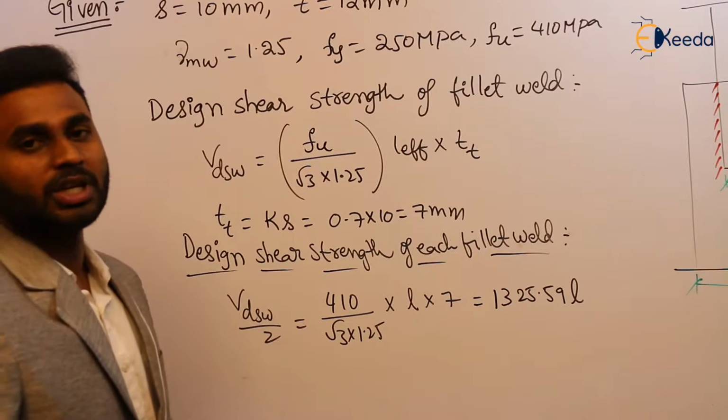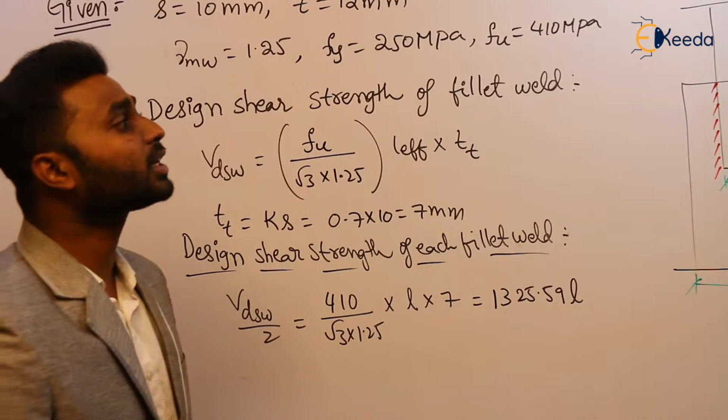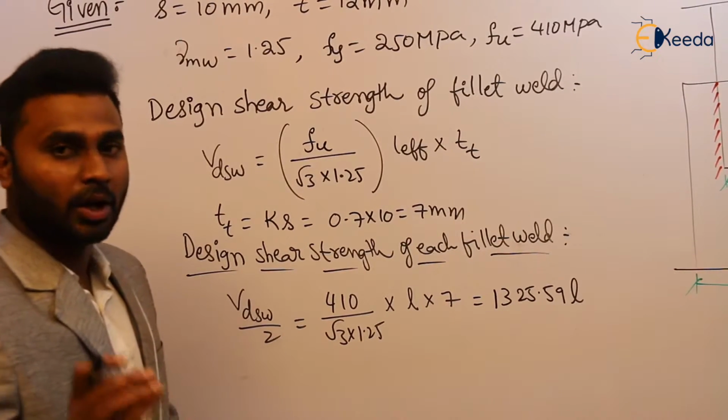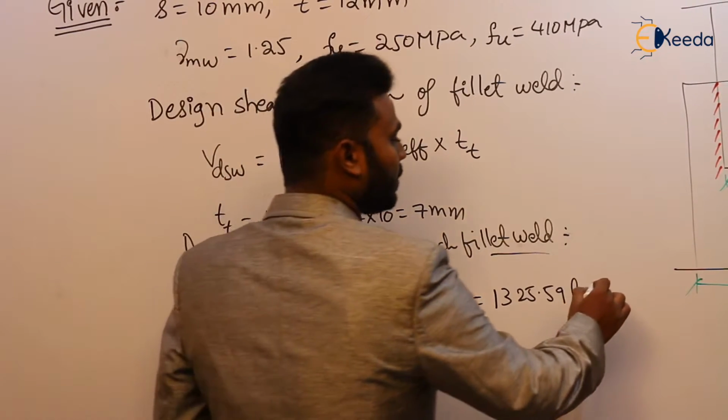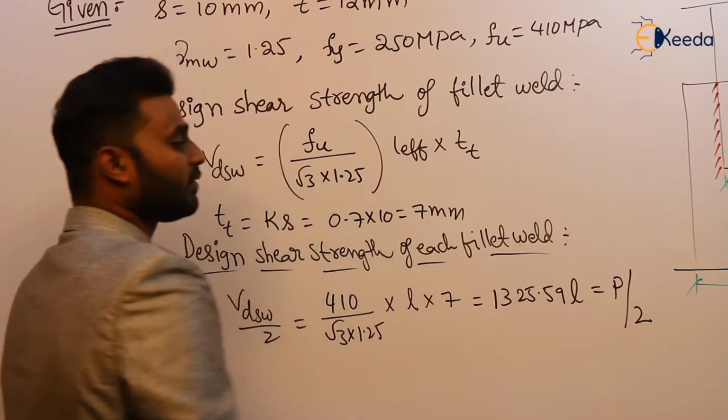Yes or no? Each weld has to take the load of P by 2. So the total weld has to resist the total load P, and each weld has to take P by 2. If we equate it to P by 2, then we can find the value of L.